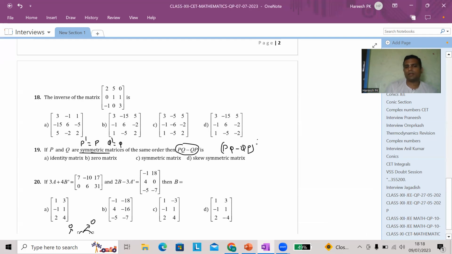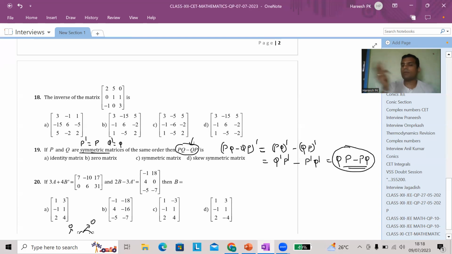How? Because if I take the transpose of the whole thing, right, I'll get PQ transpose minus QP transpose. But we know PQ transpose is Q transpose P transpose. And this is P transpose Q transpose. And we know that because P and Q are symmetric, Q transpose is Q, P transpose is P. So when I took transpose of this matrix, I got a result which is negative of the original matrix. That means the original matrix is skew symmetric. So direct question.